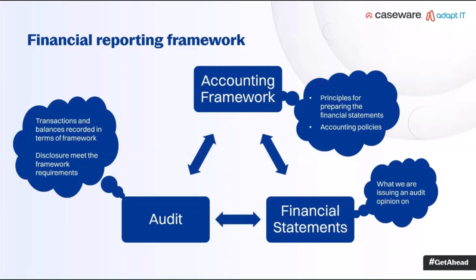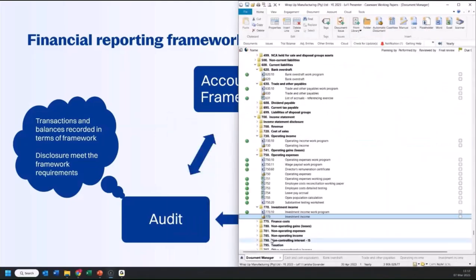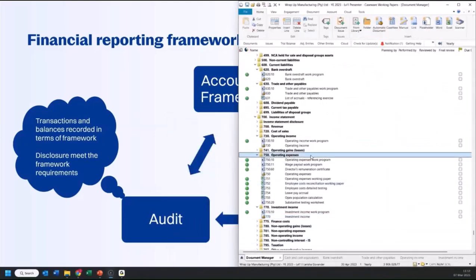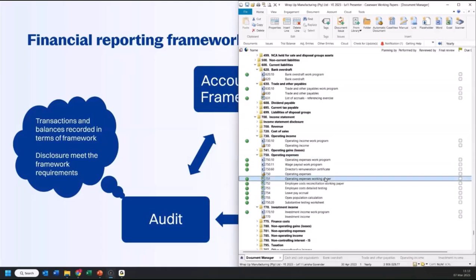So we are going to go to operating expenses 750, where you have your working paper, the working papers for auditing the expenses. So you'll see the operating expenses working paper. There we go.